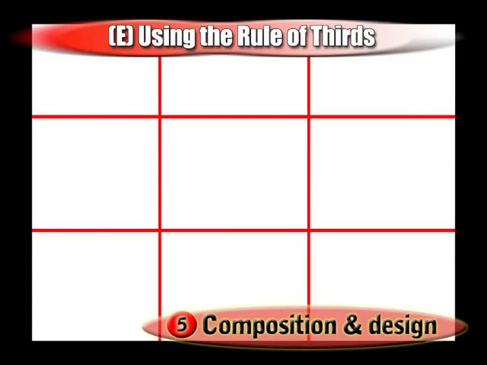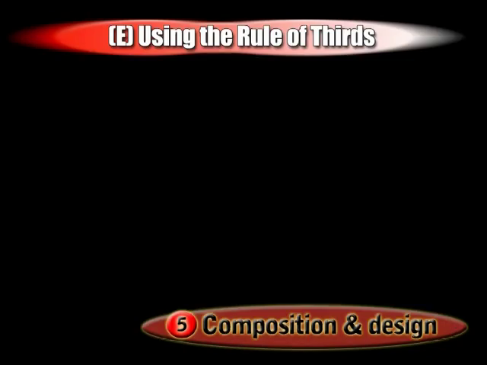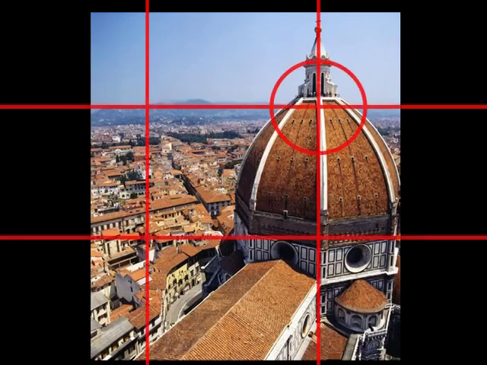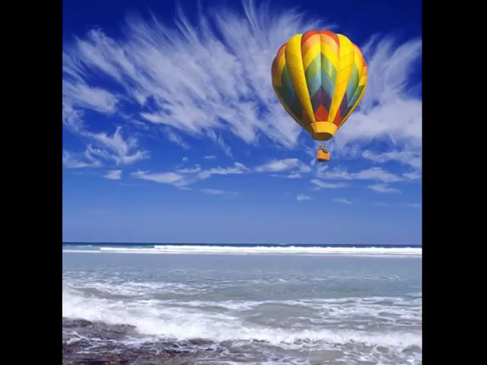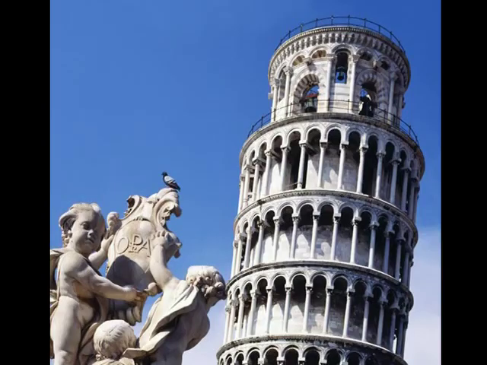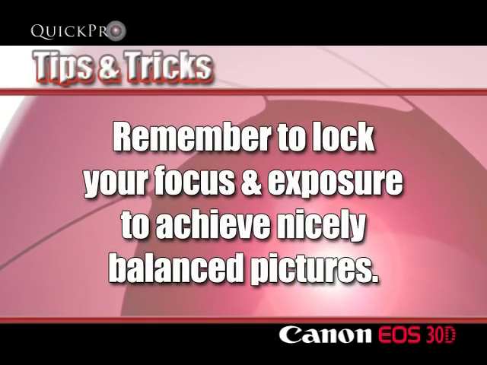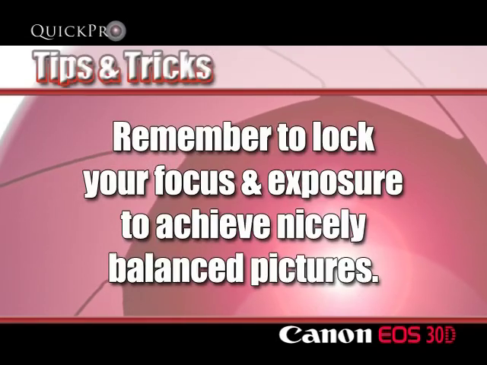The rule of thirds advocates dividing your viewfinder into thirds, both horizontally and vertically, and then placing your most important subjects on one or more of the cross points. You'll notice that the eye lines for close-ups are often aligned with the top line. Remember to lock your focus and exposure to achieve the kind of balanced composition that you want.